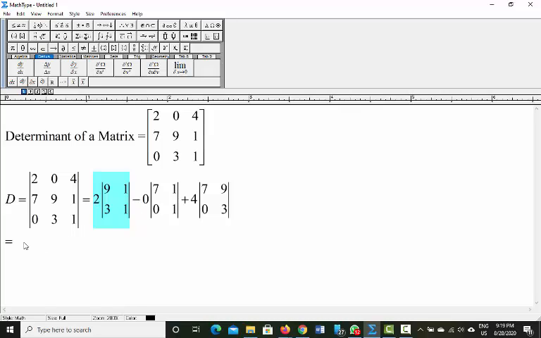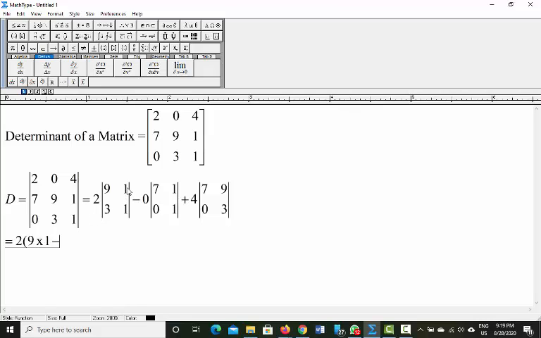So first these 2 multiplied by, we will multiply the right diagonal element first. So we will multiply this one with this one. Right diagonal means this one. So we will multiply 9 with 1. So 9 multiplied by 1, minus.